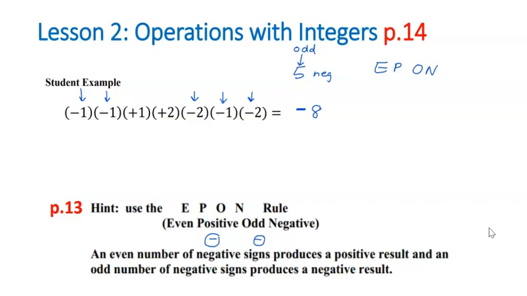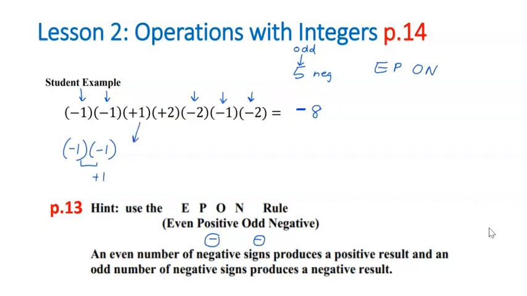We determined negativity based on counting how many negatives we had in the question. Now, some students like EPON and some students do not, and that's completely up to you how you want to do it. If you want to work the chain one by one, you can do it that way, so let's figure it out that way too. -1 times -1, signs are the same, that results in a positive 1 answer.